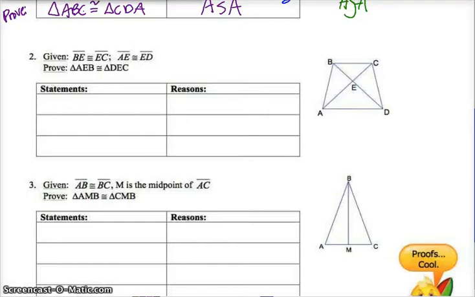Okay, number 2. Let's mark what's given. Okay, BE is congruent to EC. So we have BE is congruent to EC. So I'm going to mark that on the diagram. And then I have AE is congruent to ED. I'm going to mark that on the diagram. And then look at these triangles. I'm trying to prove that triangle AEB is congruent to triangle DEC. Oops, my fault. I totally highlighted the wrong one there.